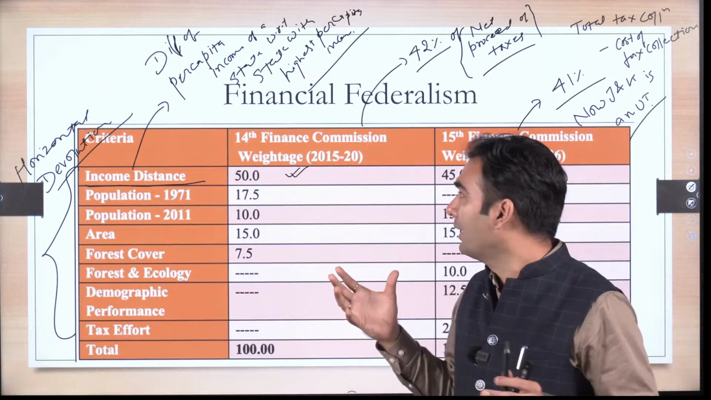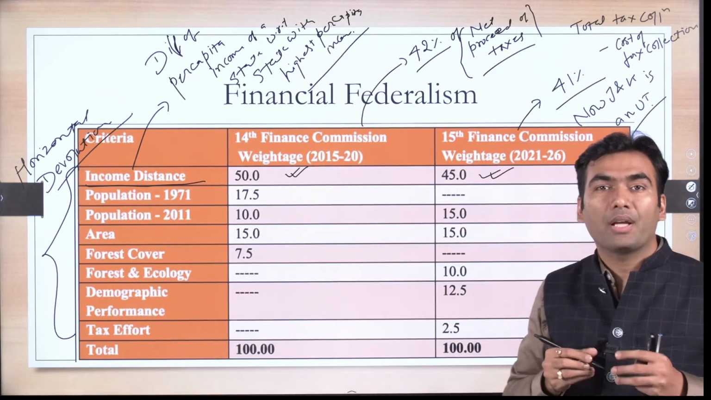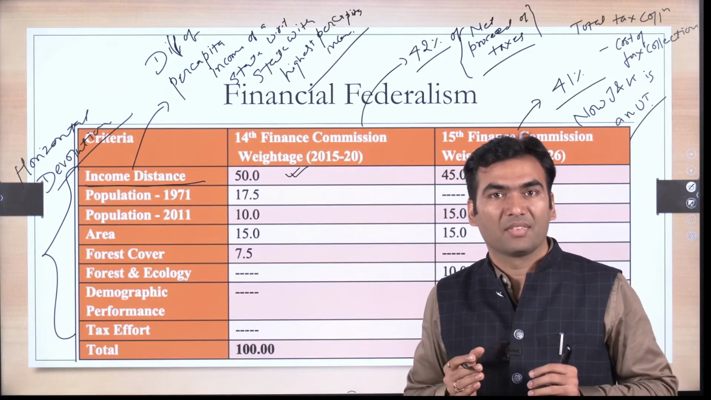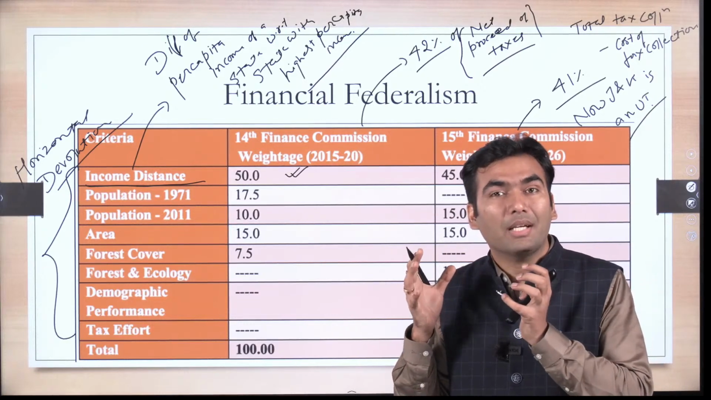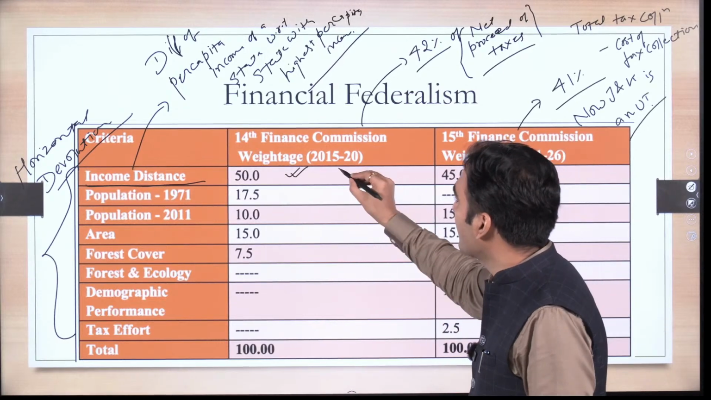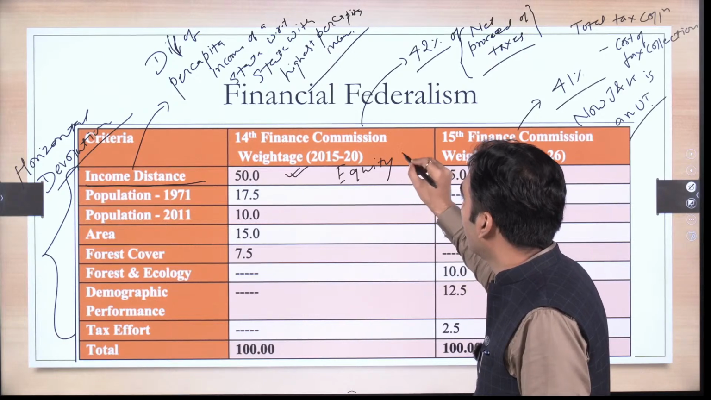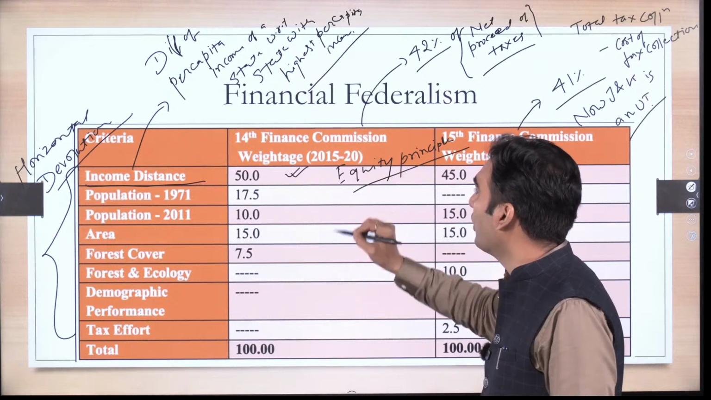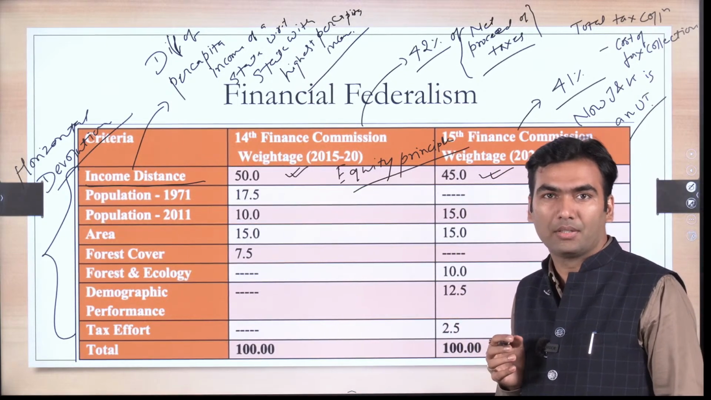So effectively, when we are giving 50% weightage to income distance criteria, we are giving more money to the states which have less income, and the states which have higher income will get less money. So effectively, this is promoting the equity principle, that the poorer states are getting more money from the center than the richer states.